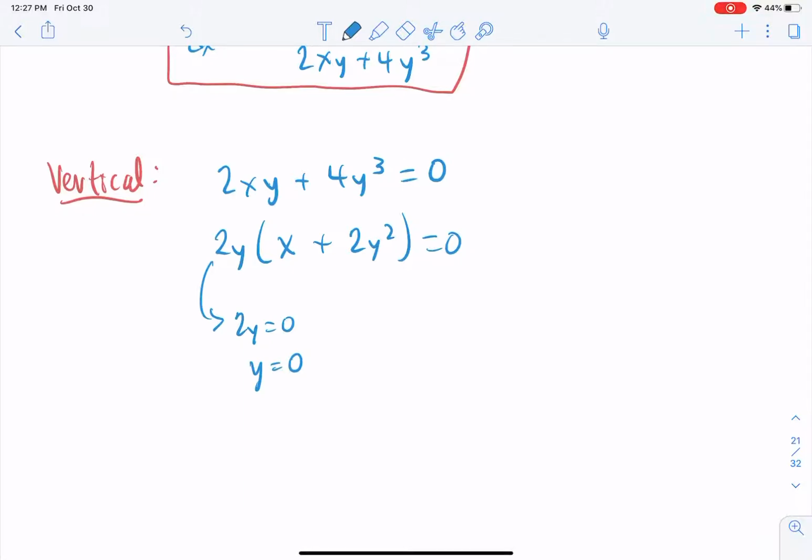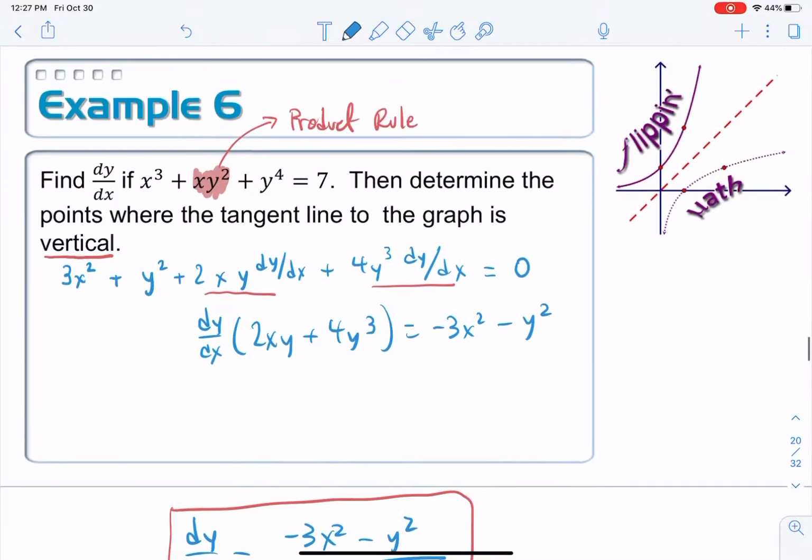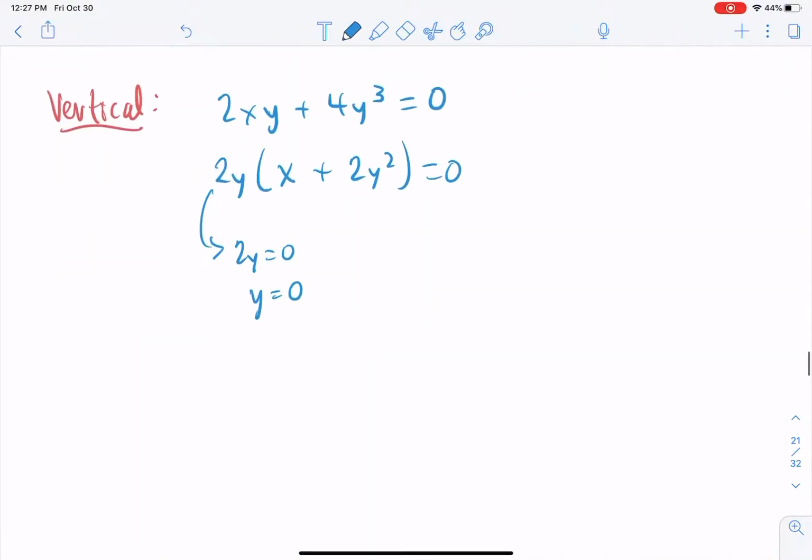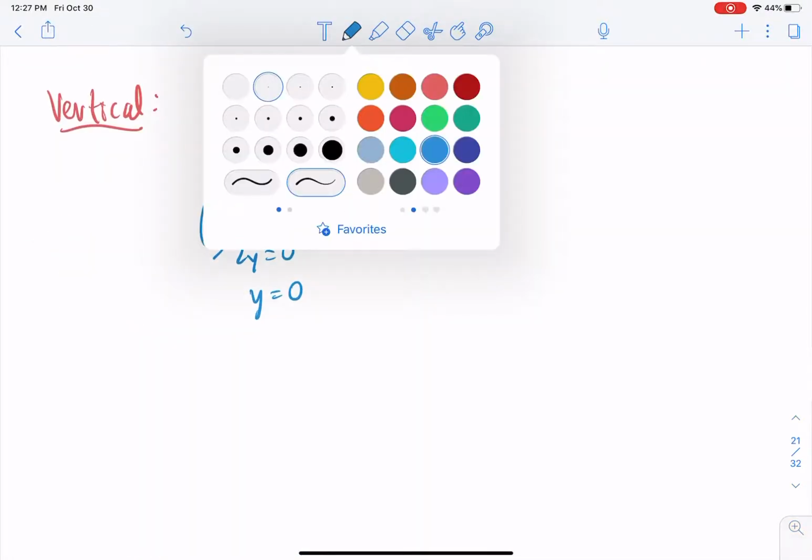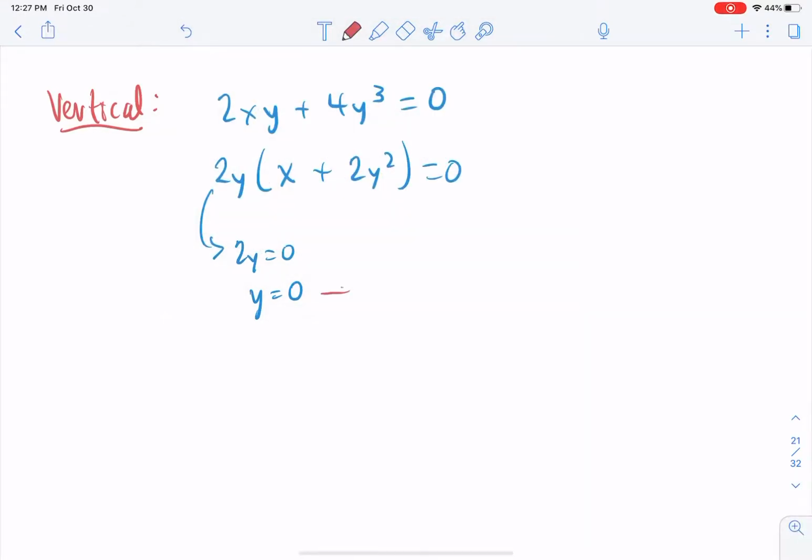Now what do I do with that? Do I want points? Let's see. Then determine the points. Yes, I do. So I need the x-coordinate. How do I find the x-coordinate? I find it by putting that back into the original equation. So plug into original equation.